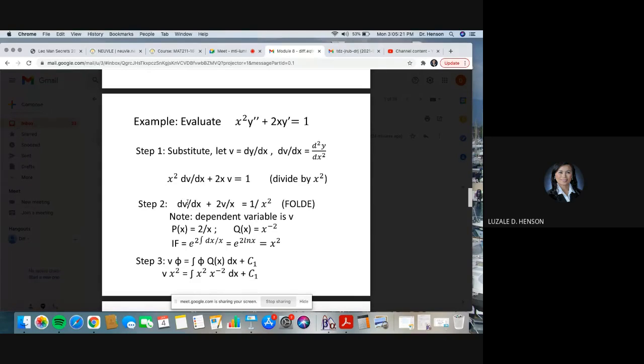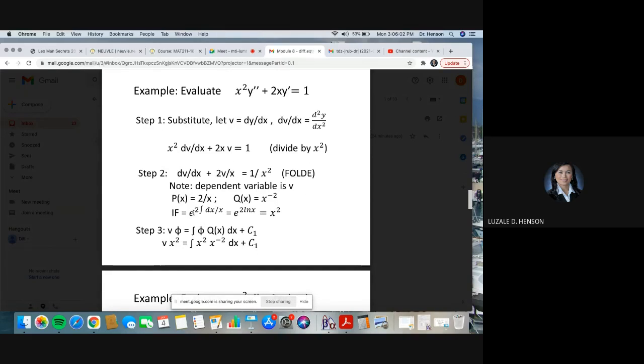As you notice, our dependent variable is v. Our independent variable is x. Therefore, when you are going to determine the expression of your p of x, your p of x is 2 over x, because your v happens to be part of the standard form expression, since v is the dependent variable. So 2 over x is your p of x. And the right side will be your q of x, x to the negative 2. And so this will lead you to finding your integrating factor.